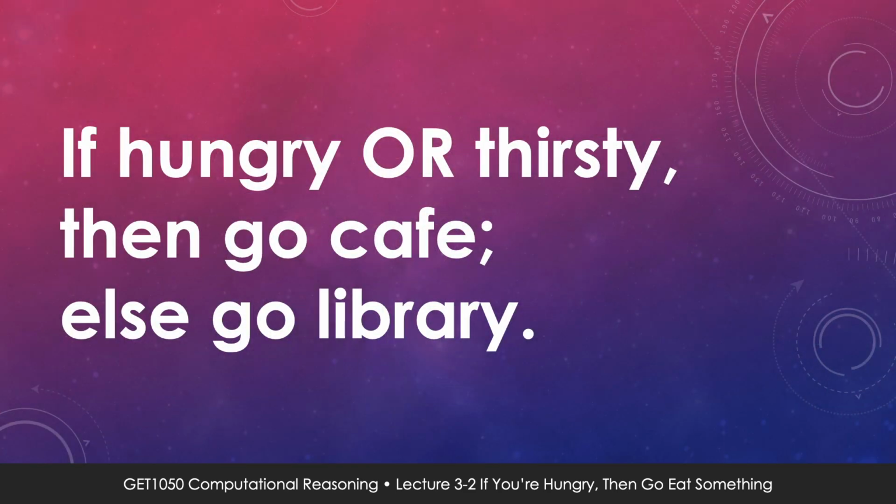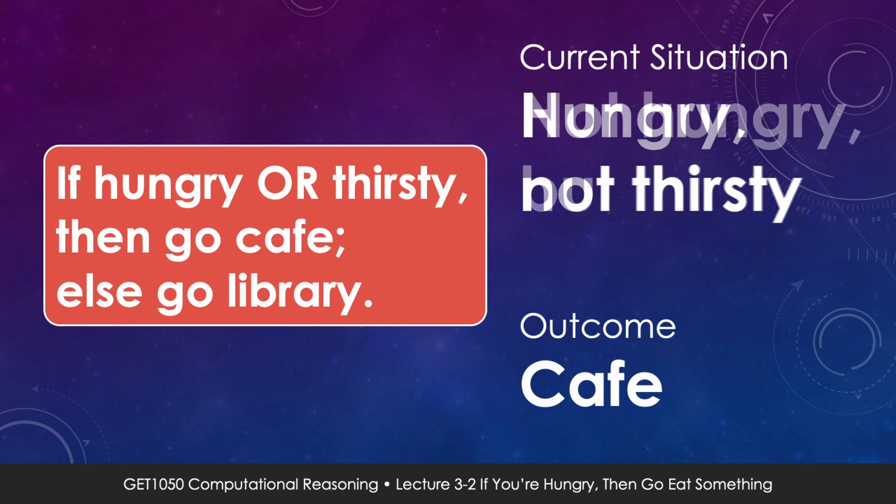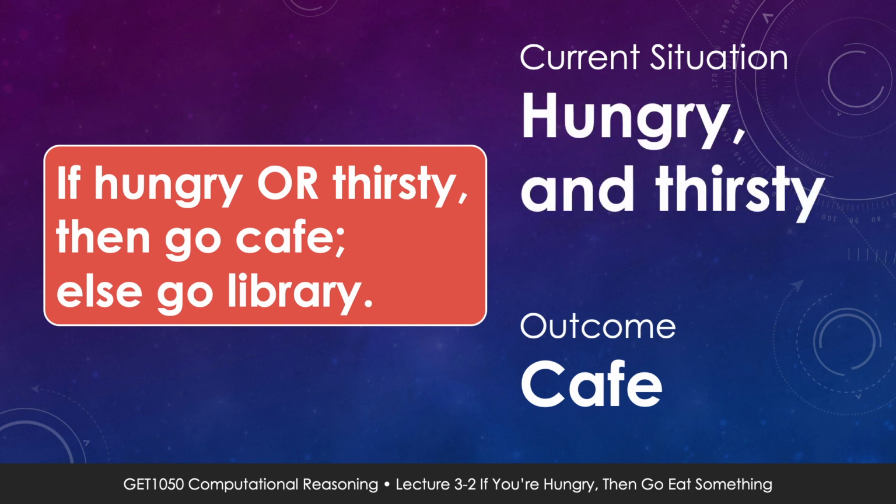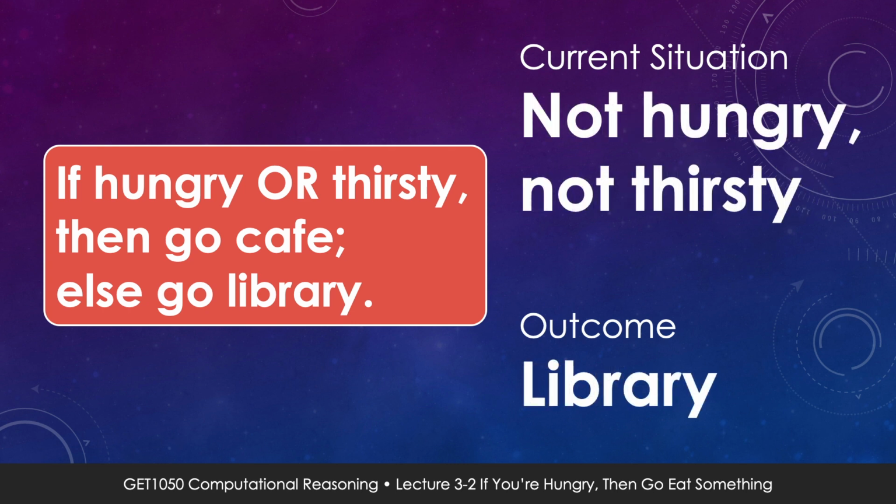Did you know that we can combine two or more conditions into our conditionals? For example, if hungry or thirsty, then go cafe. Else, go library. When we use the OR operator, the whole condition will be regarded as true as long as at least one of the sub-conditions is true. So I'll go to the cafe if I'm hungry or thirsty or both. Quite straightforward, yeah? It's a lot like how we say this in English. And if I'm neither hungry nor thirsty, then I'll just head to the library.